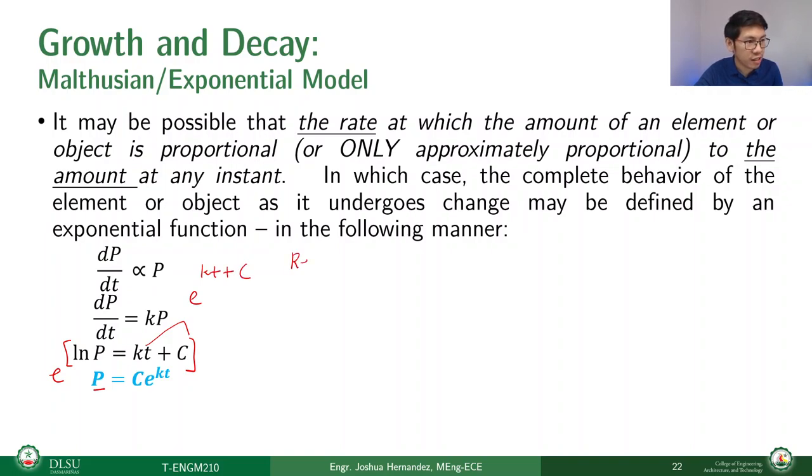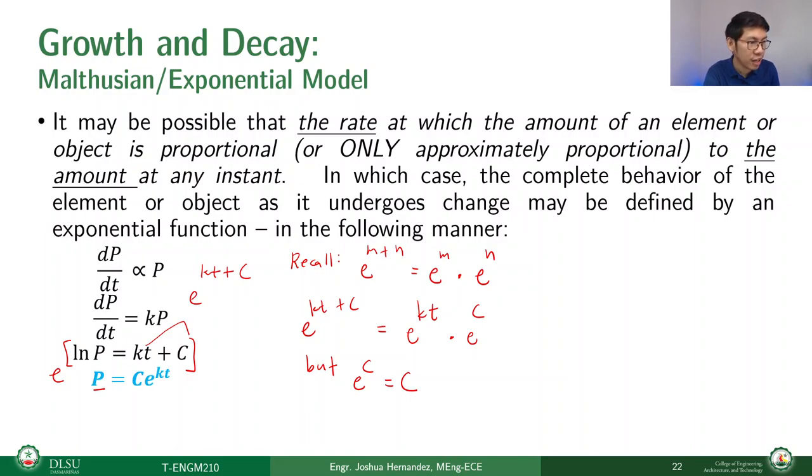But recall that e raised to M plus N is also equal to e raised to M multiplied by e raised to N. So our e raised to Kt plus C will now be equal to e raised to Kt multiplied by e raised to C. But we know that e raised to C is also a constant, which we call C. That is why we have C e raised to Kt. This C here becomes C here. Gets?